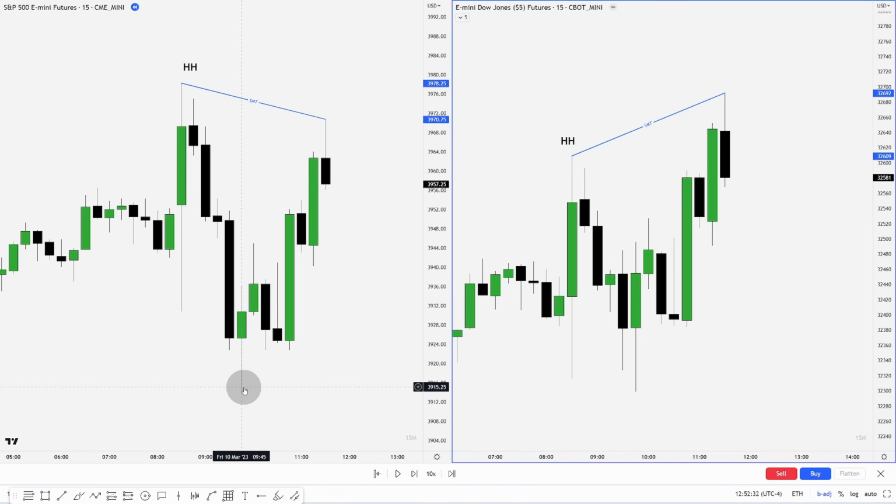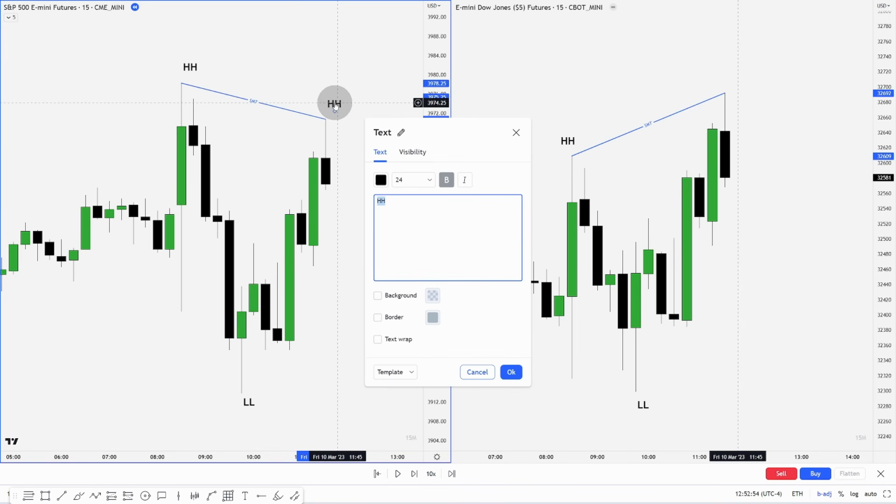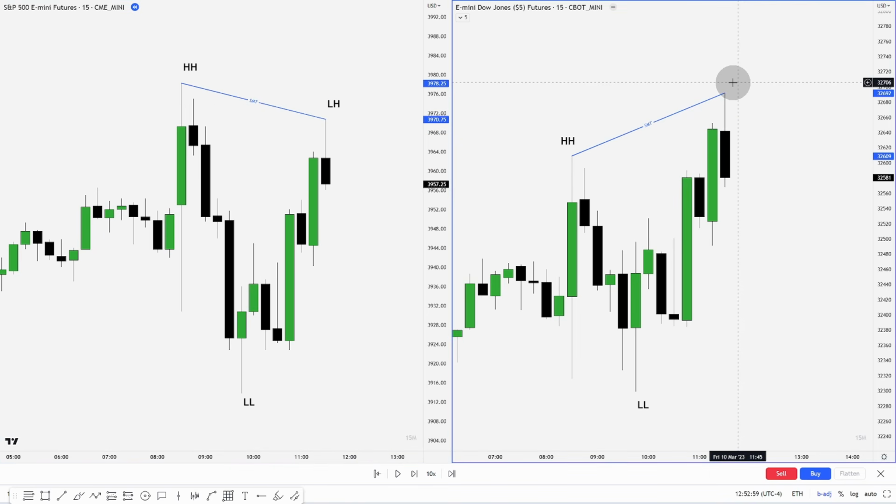Now, we go in, we put in a lower low on the S&P, and we also put in a lower low on the Dow. Now here is where we get our divergence. As you notice, S&P puts in a lower high, while the Dow puts in a higher high. This is our divergence here as you see the structure diverge, right? S&P making a lower high, so not taking out this high, and Dow taking out this high.